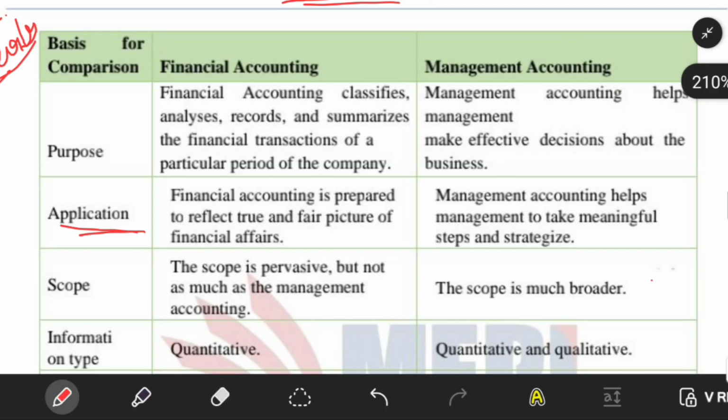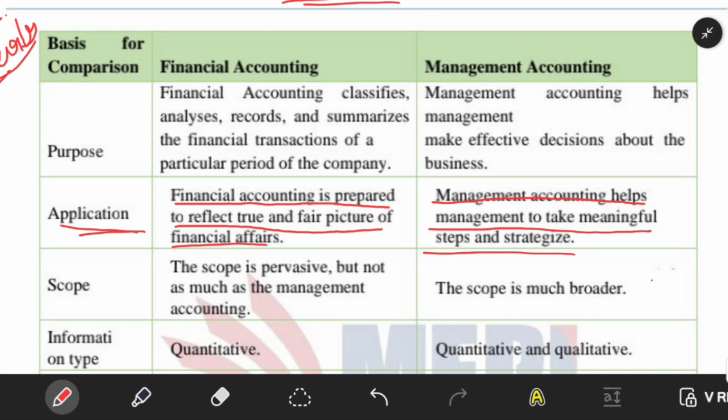application. Financial accounting is prepared to reflect a true and fair picture of financial affairs. That is, financial accounting is applied to maintain accurate books of accounts and prepare final accounts like profit and loss account and balance sheet. Whereas management accounting helps the management to take meaningful steps and strategies. That is, management accounting uses all these data and helps the managers to take decisions for the future like budgeting, cost control, project evaluations, etc.